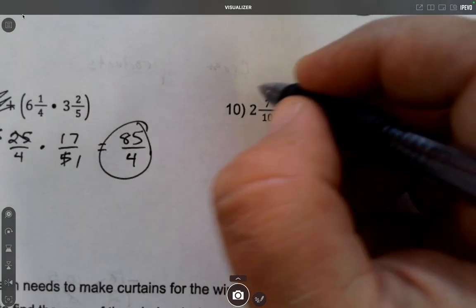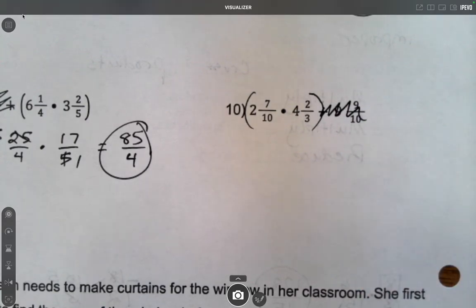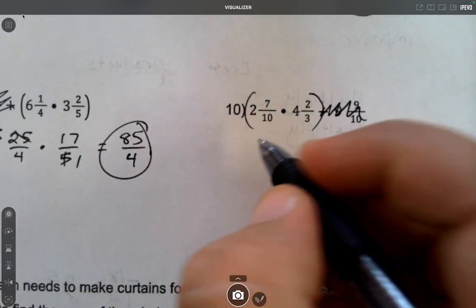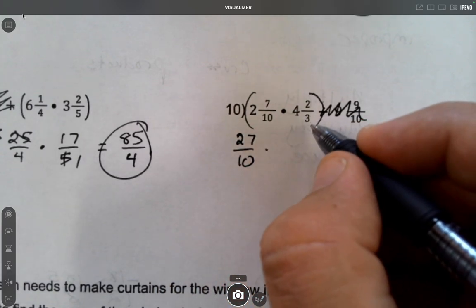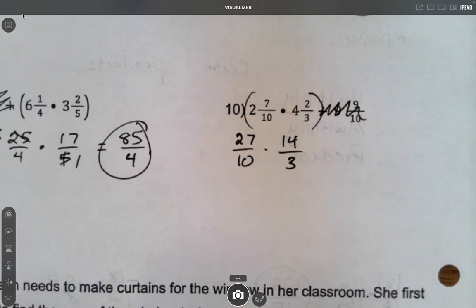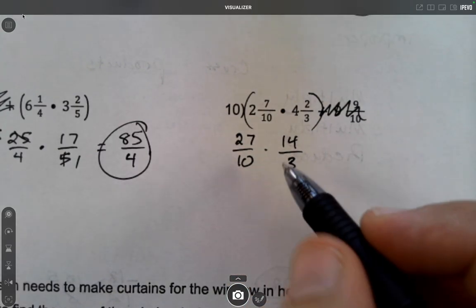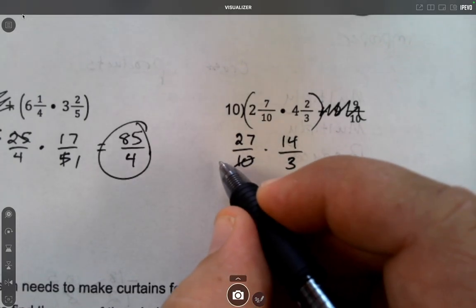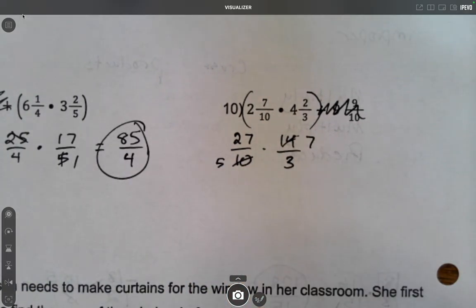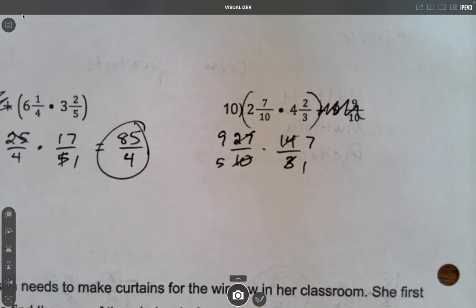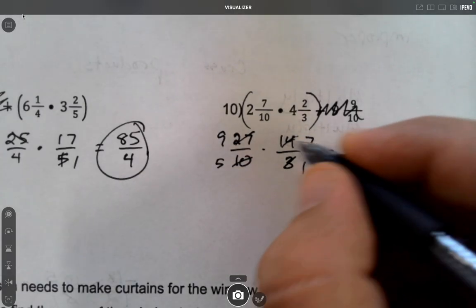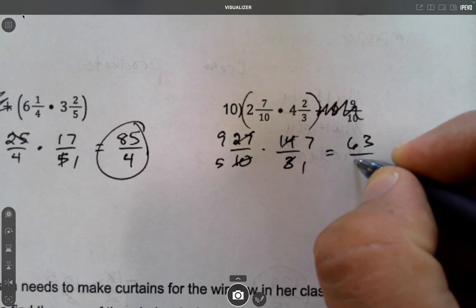Okay, number 10, I'm going to do the same thing again, just focus on multiplication. We won't worry about the subtraction. 2 times 10 is 20, plus 7 is 27. 4 times 3 is 12, plus 2 is 14. So we've got lots we can cancel out here. So 10 and 14 are both even, so I'll divide them both by 2. 3 and 7 are both divisible by 3, so I'll divide them both by 3. Then we get 7 times 9 is 63. 5 times 1 is 5.